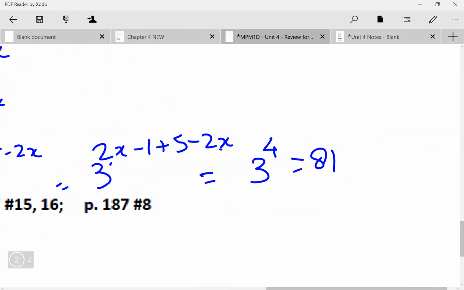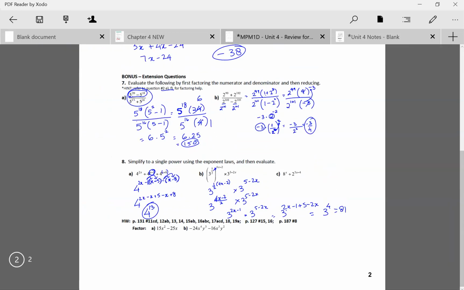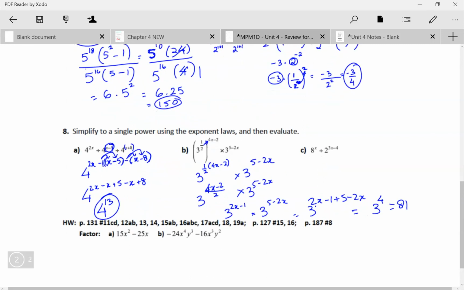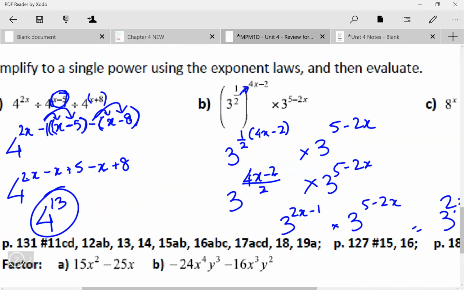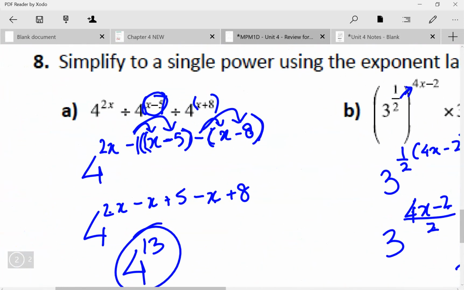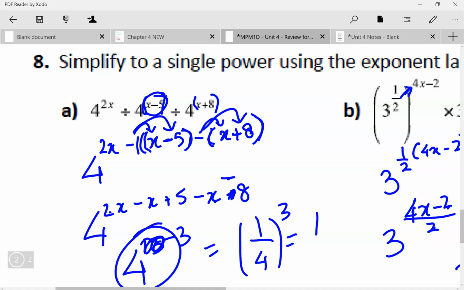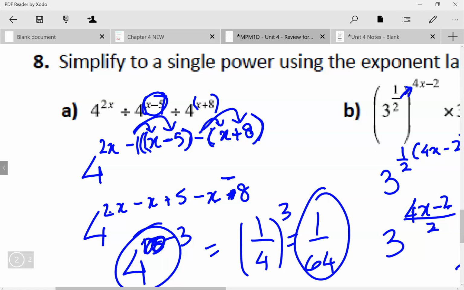This is within reason to calculate. I'll put 81. It does say evaluate, so technically I should be... Oh, this is a plus 8. How silly of me. I was thinking why that was weird. So this now becomes a minus 8. This is negative 3, which is 1 over 4 to the power of 3, which is 1 over 64. Whoops. Okay. That was my mistake. I copied the question wrong.